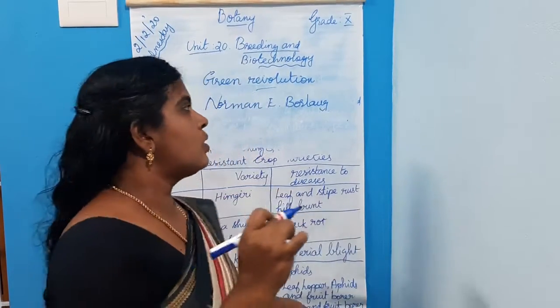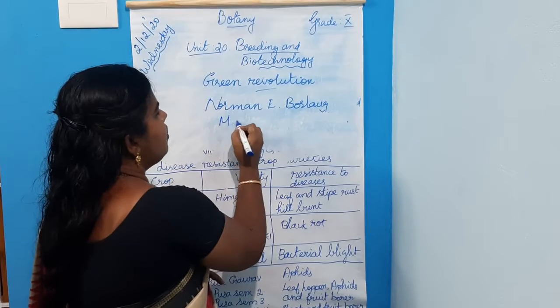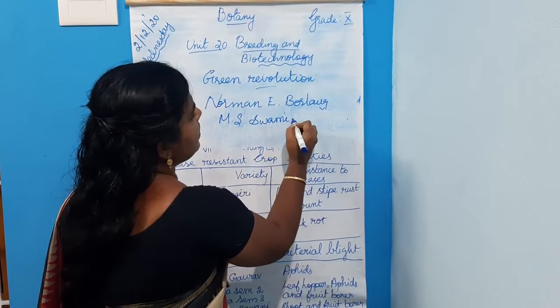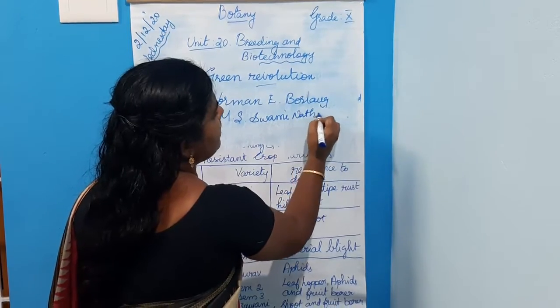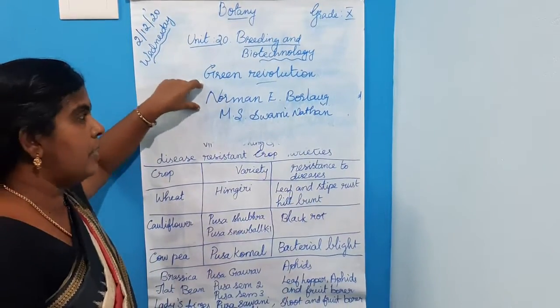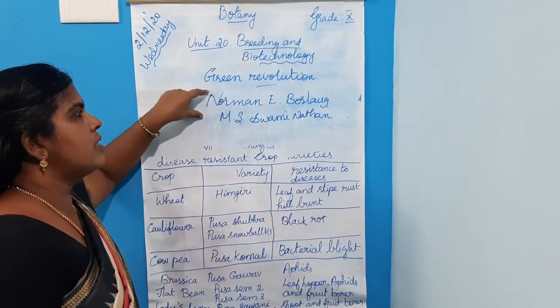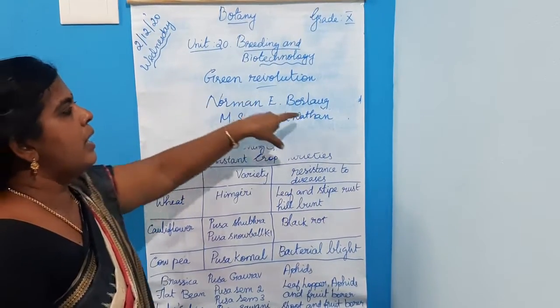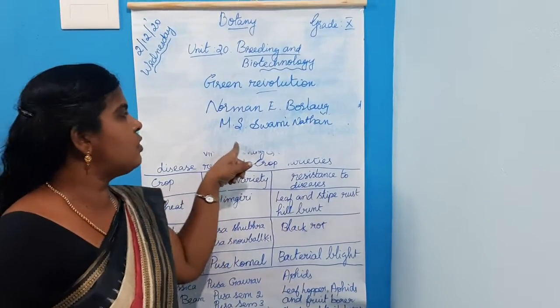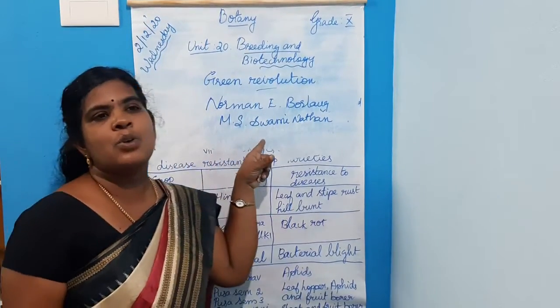Okay, so this Dr. M.S. Swaminathan was called the father of the Indian Green Revolution. Who was called the father of the Green Revolution? Dr. Norman E. Borlaug. And who was called the father of the Indian Green Revolution? Dr. M.S. Swaminathan.